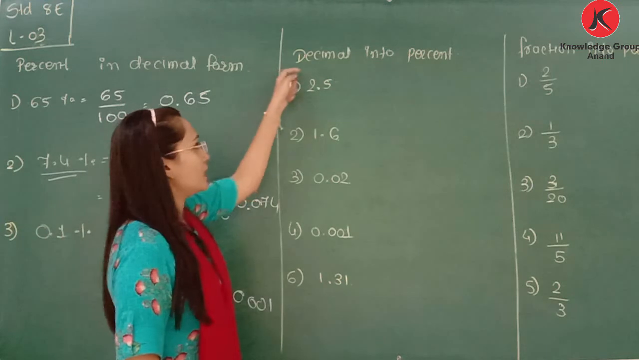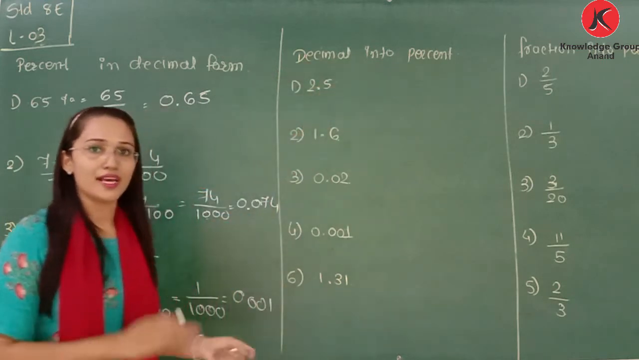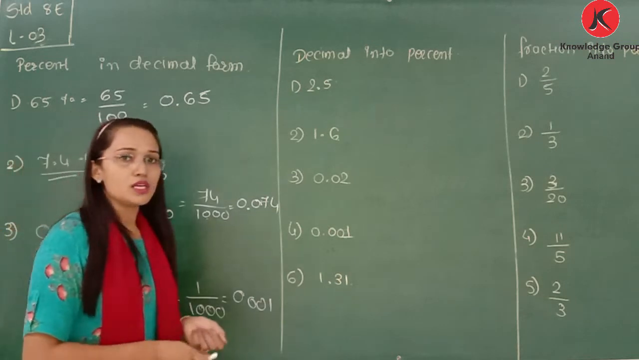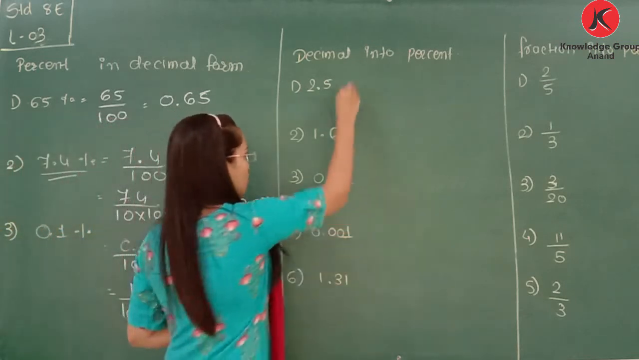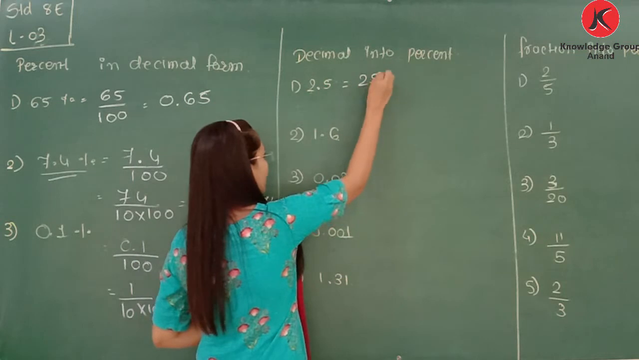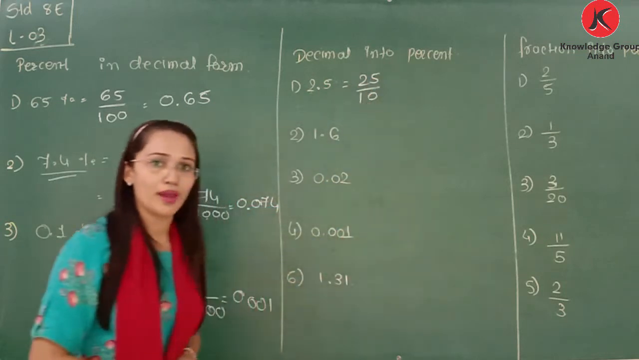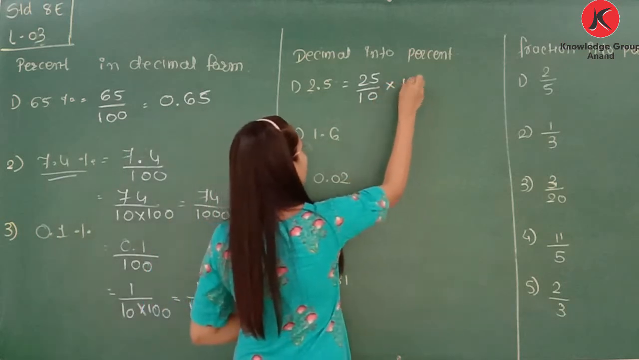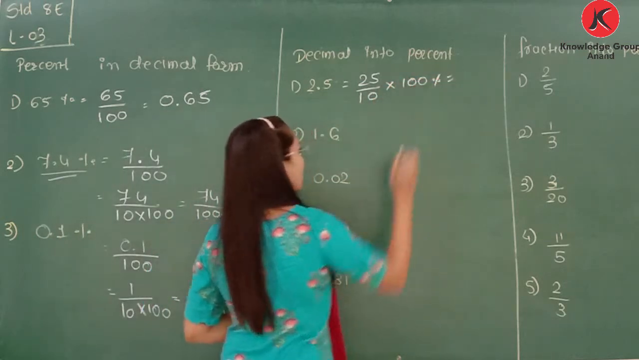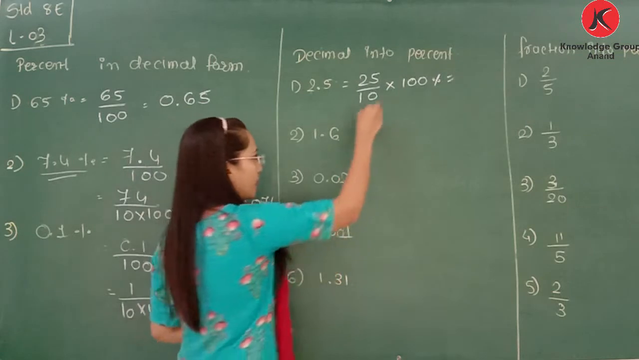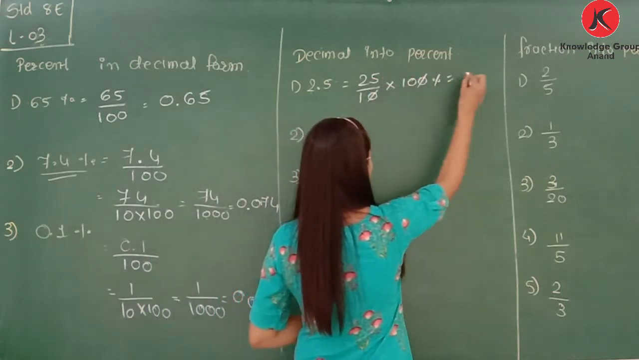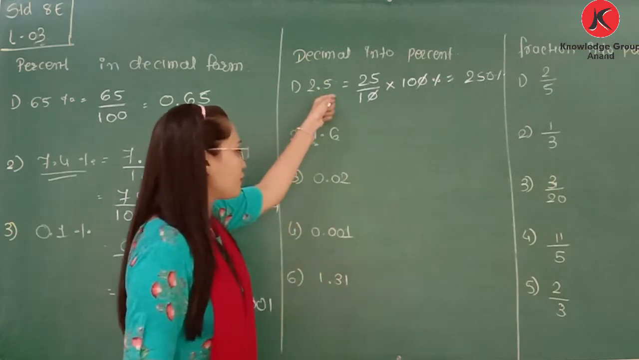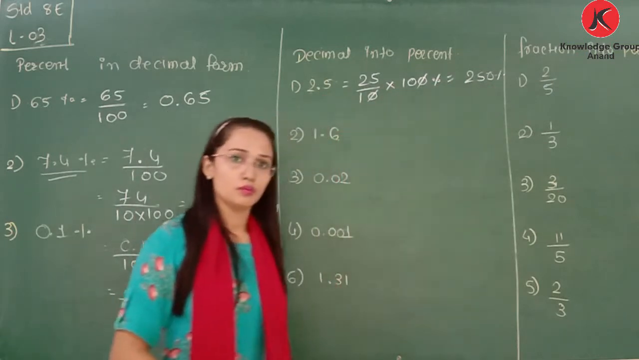Now next, decimal into percentage. If the decimal is given and you need to find the percentage, a decimal is nothing but a fraction. So 2.5 as a fraction can be written as 25 by 10. To find the percentage, multiply it with 100 and put the percentage sign. So here we can cut the zero. 25 into 10 is 250%. So 2.5 is equal to 250%.